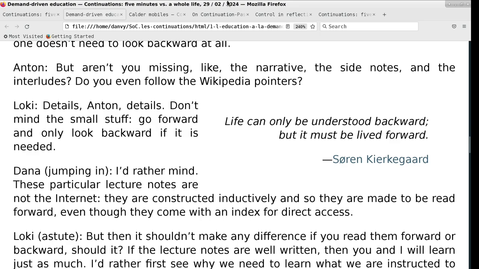But aren't you missing the narrative, the side notes, and the interludes? Do you even follow the Wikipedia pointers? Details, Anton, details. Don't mind the small stuff. Go forward and only look backward if it is needed. I rather mind. These particular lecture notes are not the internet. They're constructed inductively, and so they are made to be read forward, even though they come with an index for direct access.